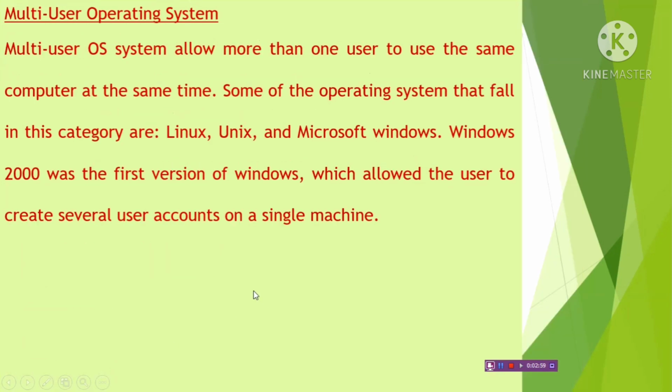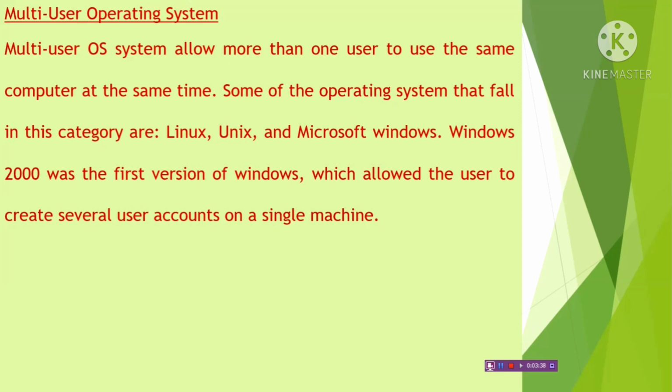Next one is the multi-user operating system, where more than one user can work in a single system. That means one CPU can have many monitors connected, and people can sit at different monitors and do different work at a time. Just like in our computer lab, you remember, to one CPU four computers are connected together, and four different students are sitting and doing different types of work. That is a multi-user operating system.